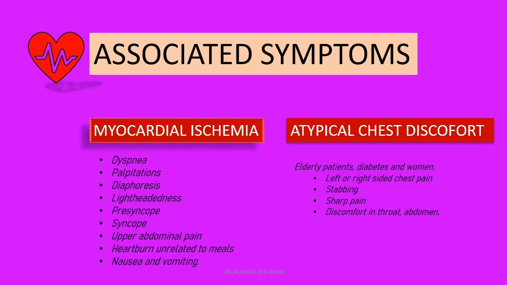Atypical chest discomfort can occur in elderly patients, in patients with diabetes, and in women. For example, they can have left or right-sided chest pain instead of central chest pain or retrosternal chest discomfort. Their pain can be stabbing instead of the classical tightness, squeezing, or pressure symptoms, or they can have a sharp pain or discomfort in the throat or abdomen.